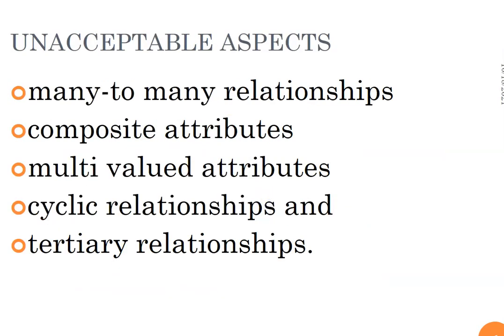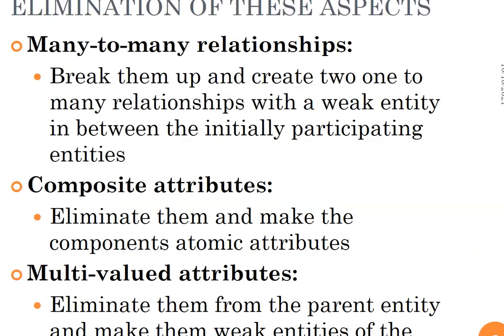These unacceptable aspects of ER modeling, there are many, but we have these five that we are going to demonstrate: a many-to-many relationship, a composite attribute, a multivalued attribute, a cyclic relationship, and a tertiary relationship. I think you still remember how we identify a many-to-many relationship, and we are going to see how we do it. But a many-to-many relationship, how do you deal with it? How do you eliminate it in ER modeling?